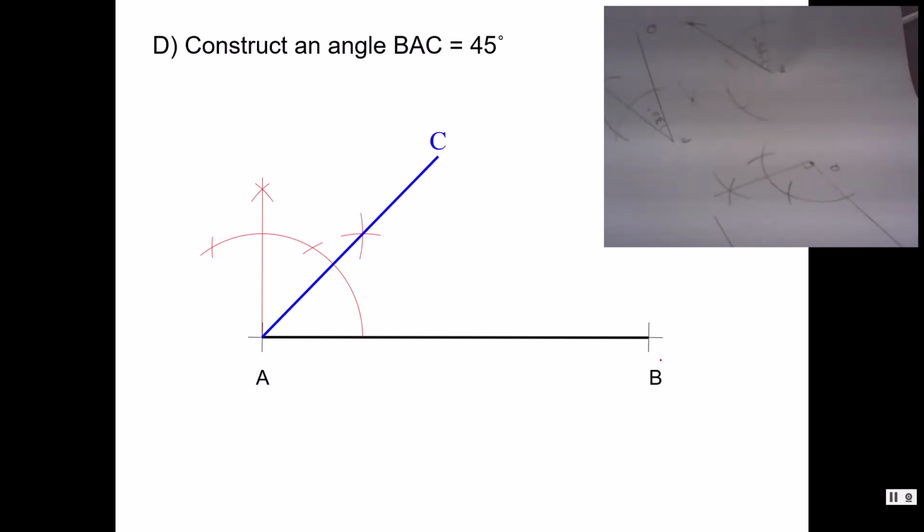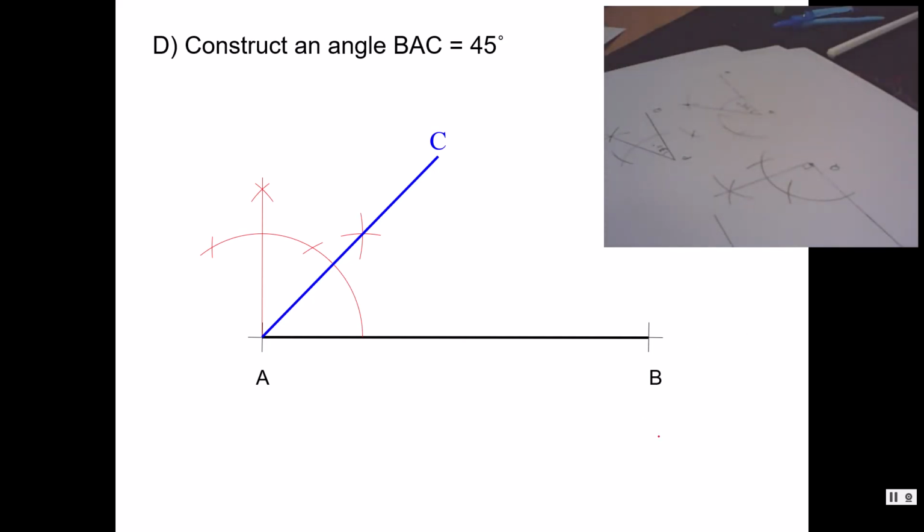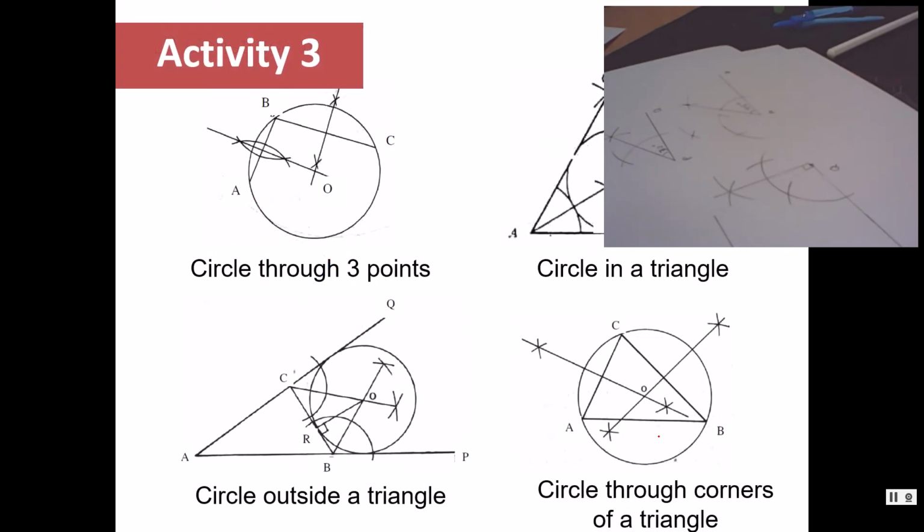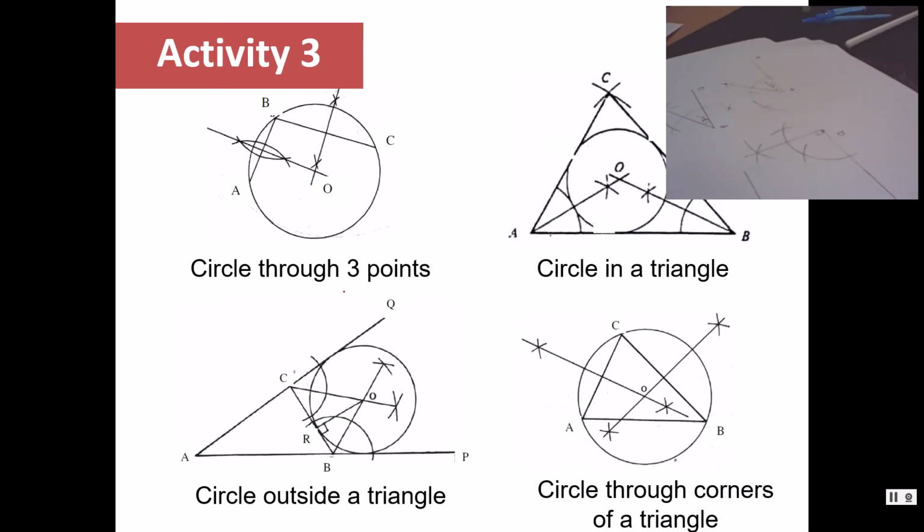45 degree line. Okay, so that's about the construction of the 45 degree line. So now we are moving to activity 3, in which we are going to draw a few circles. One is a circle that is going to go through 3 points, point A, point B, and point C. And then there is a circle in a triangle, a circle outside of a triangle, and also a circle through the corners of a triangle, A, B, and C, like this.